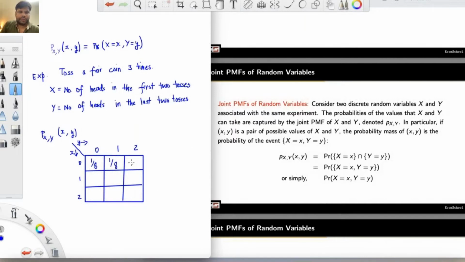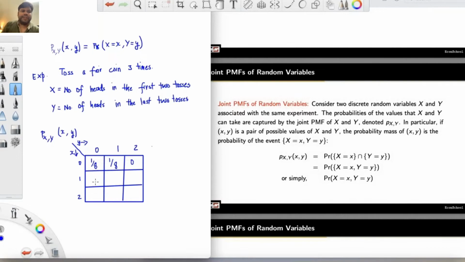What about this one? 0 heads in the first 2 tosses and 2 heads in the last 2 tosses. What is this? Tail, head. Tail, head is not correct, because if it is tail, heads, then X will be 1, not 0. So this is 0. There is no way that you can get 0 heads in the first 2 tosses and 2 heads in the last 2 tosses. That's not possible. Is that okay?